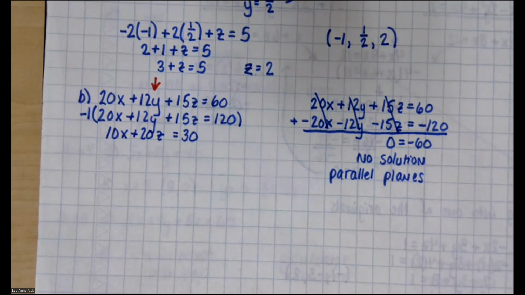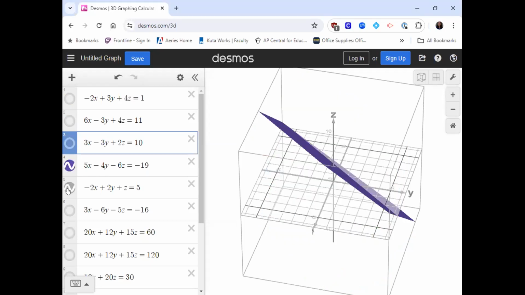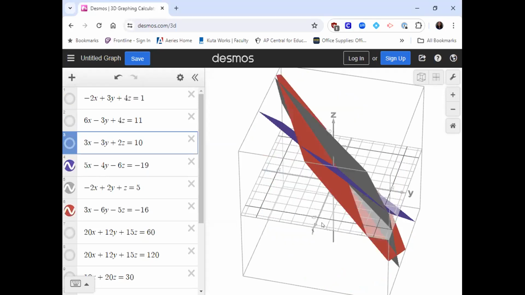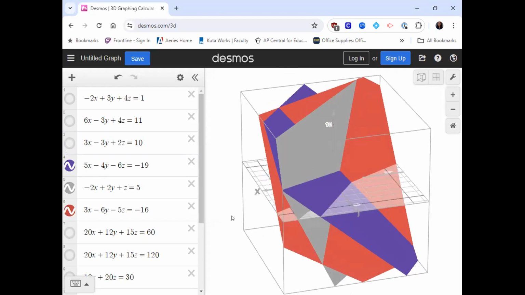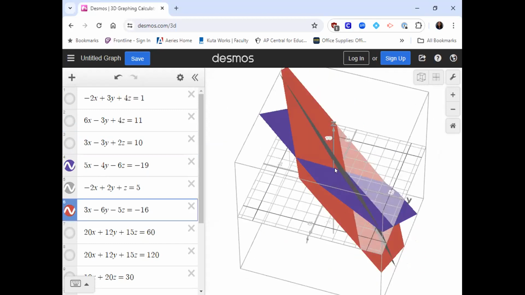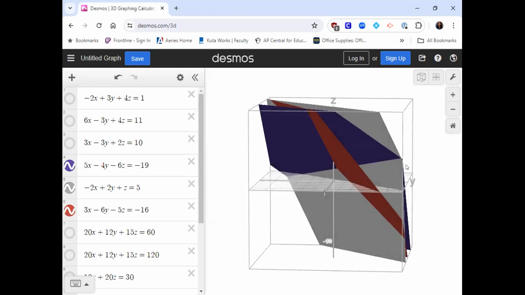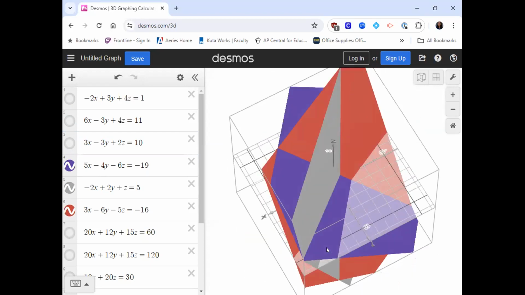But take a look up here real quick. Okay, so I'm going to turn the original problem off. Here's the problem that we did for number 79C. The point of intersection looks like it's right there. What was it? -1, -1, 1/2, 2. Okay, so hard to see, but you can tell that they cross in a coordinate.